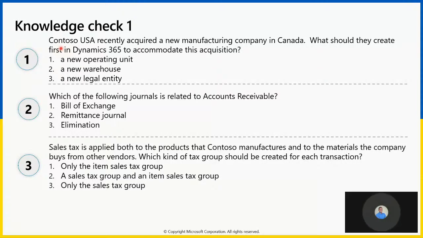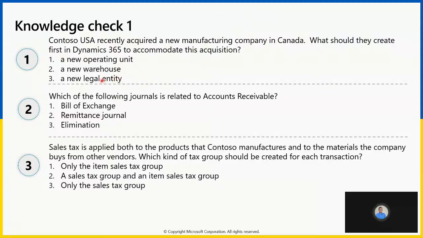Contoso USA recently acquired a new manufacturing company. Yes, that's expansion. What should they create first in Microsoft Dynamics 365 to accommodate this acquisition? So the company Contoso is residing in USA, and they purchased a new manufacturing company that is residing in Canada. These are 2 different countries, 2 different regions. So what should they create? Do they have to create a new operating unit, a new warehouse, or a new legal entity?